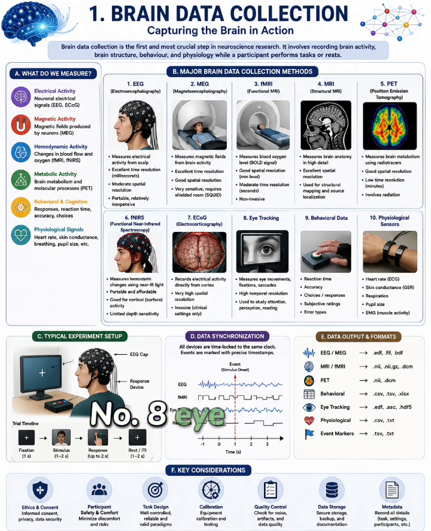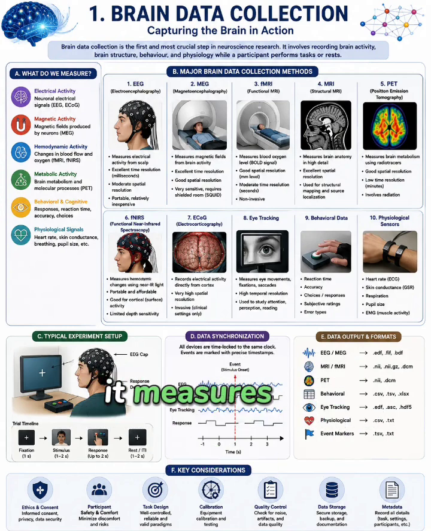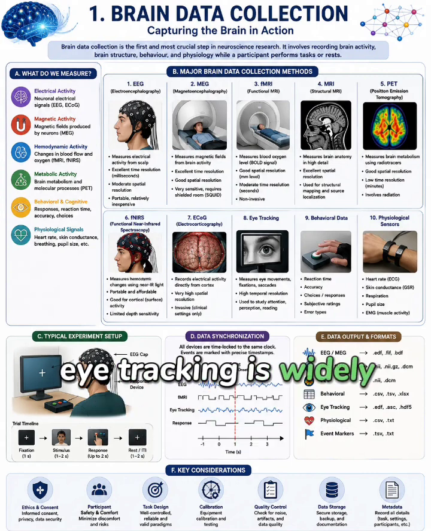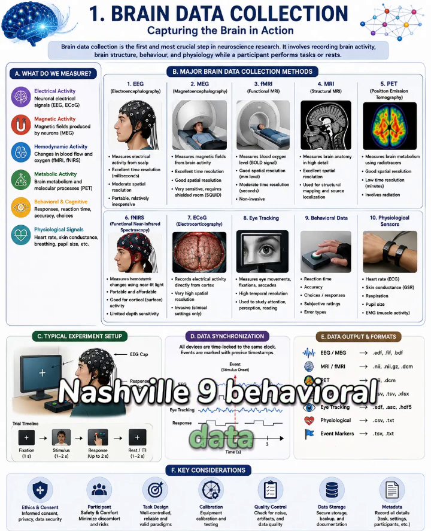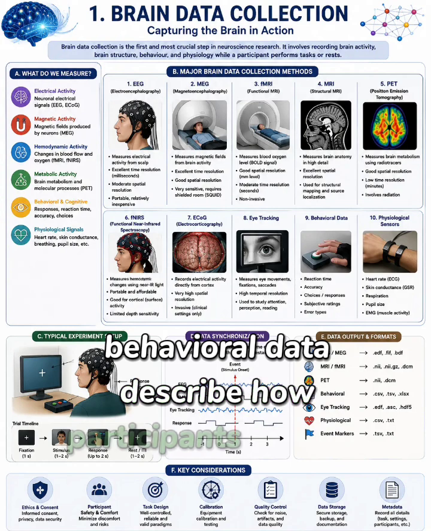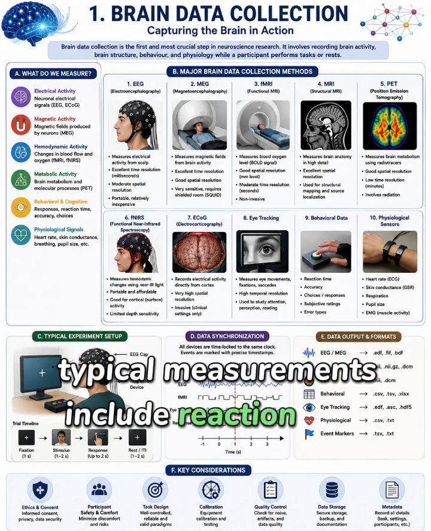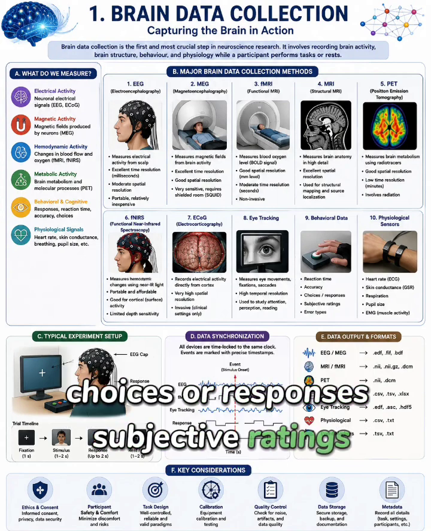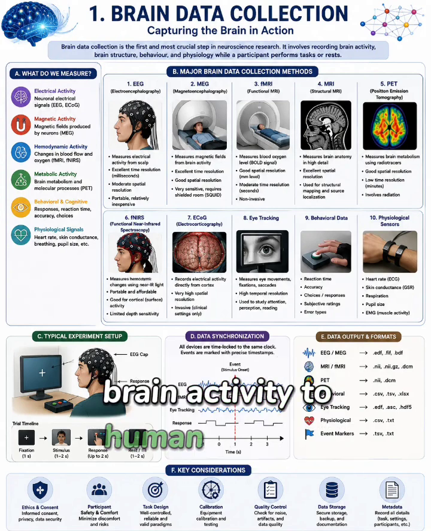Number 8, eye tracking. Eye tracking records where a participant is looking. It measures eye movements, fixations, saccades. Eye tracking is widely used to study attention, perception, reading, and decision-making. 9. Behavioral data. Behavioral data describe how participants perform during experiments. Typical measurements include reaction time, accuracy, choices or responses, subjective ratings, error types. These measurements are essential for linking brain activity to human behavior.